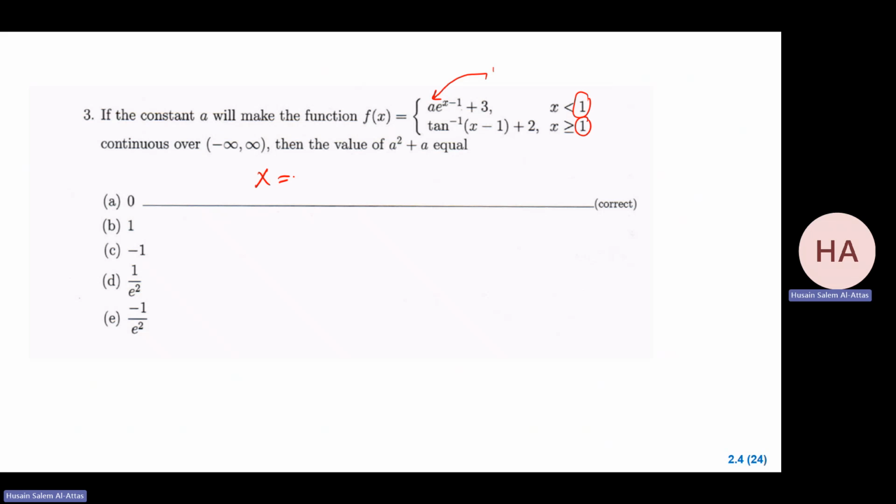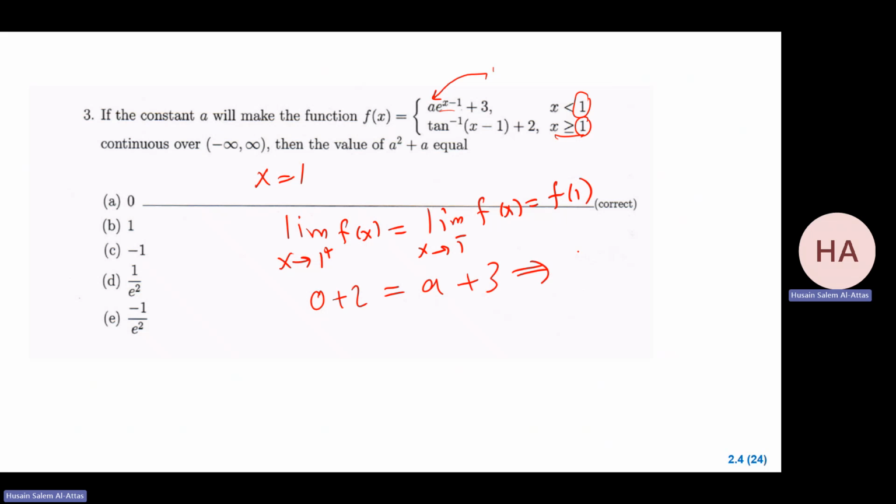So I have x equal 1. Limit x goes to 1 from right equals limit x goes to 1 from left equals f at 1. From right, I'm here. That will be tan inverse 1 minus 1. That will be 0 plus 2. And from left, I plug it here at 1. That will be e to the power 0, which is 1 plus 3. So a equals minus 1. What does he want? He wants a squared plus a. That will be minus 1 squared minus 1, which is 1 minus 1, which is 0.